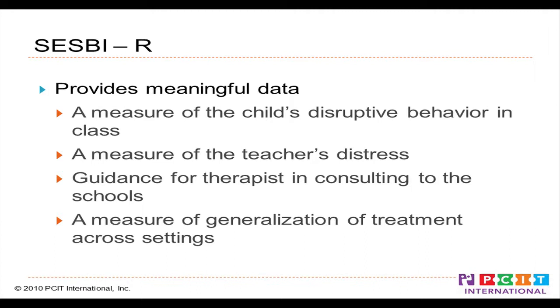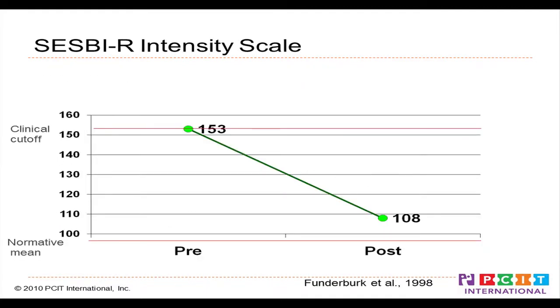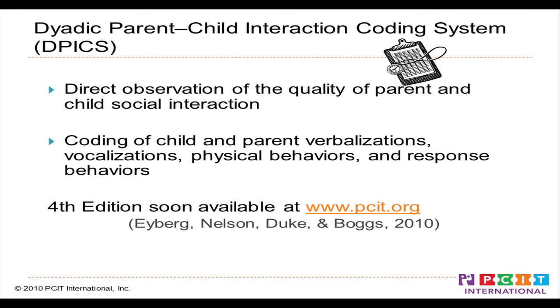And in fact, that's what we're looking for. How much do the gains generalize? So strong psychometric properties, and this is just to give you some useful information about pre-post. In the CESPE, the data that we have, with that red line being right around the clinical cutoff and the norm, you see pretty significant improvements in the CESPE based on the Funderburk study.